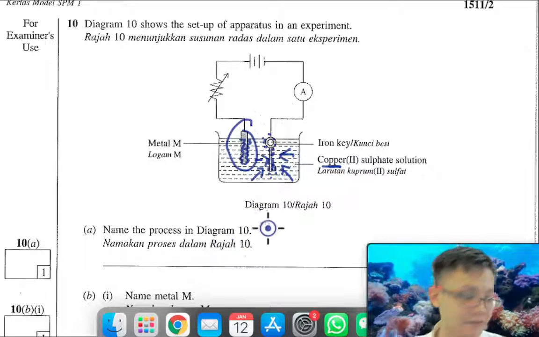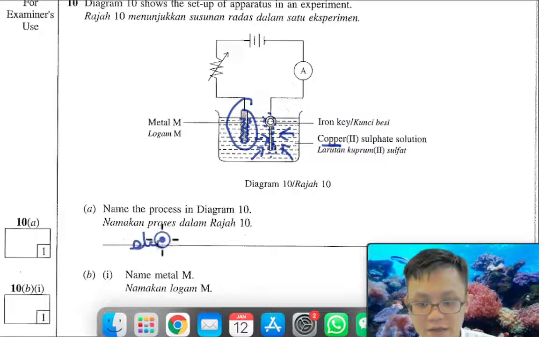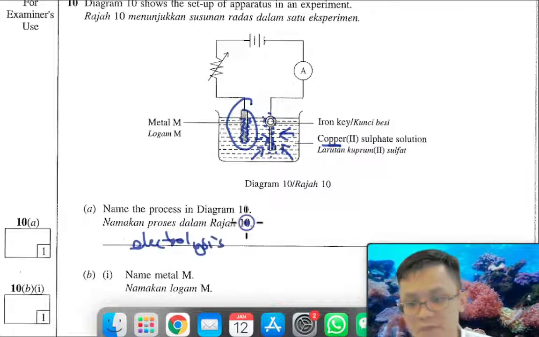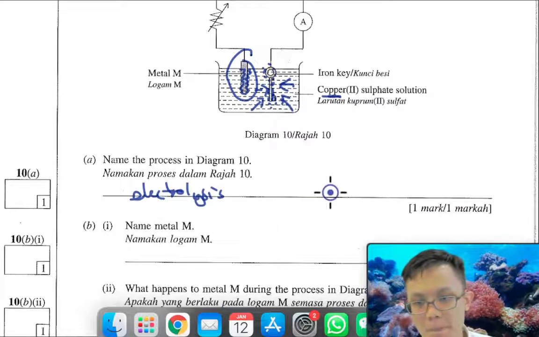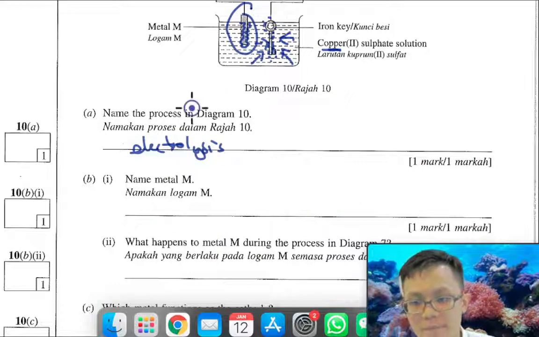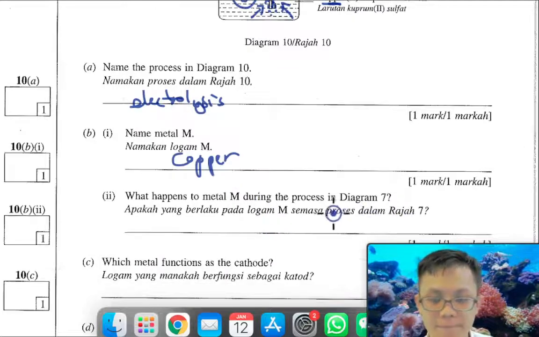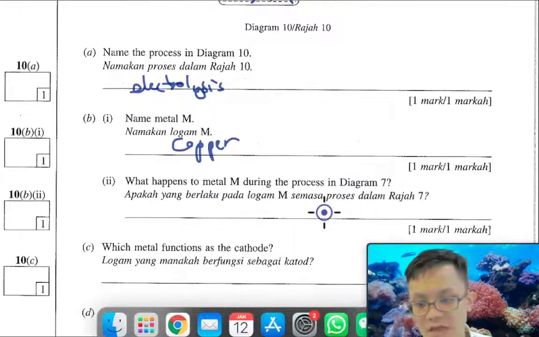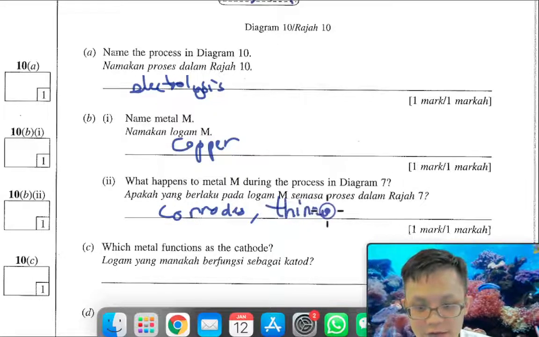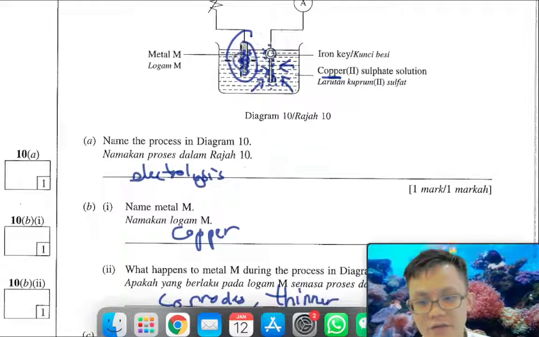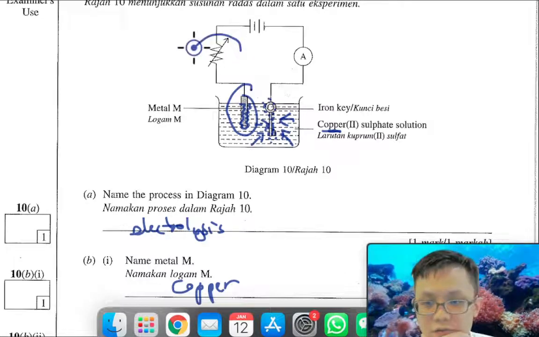Name the process of diagram 10. So what is diagram 10? Electrolysis. Name metal M. What is metal M? Copper. What happened to M during the process? It will corrode, or it becomes thinner, up to you. And this copper ion will move to the other side. And what is this called?